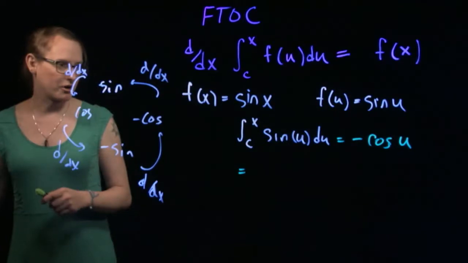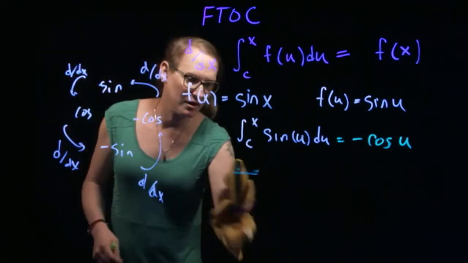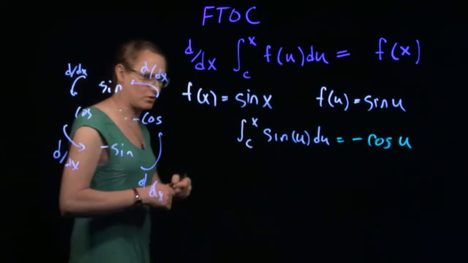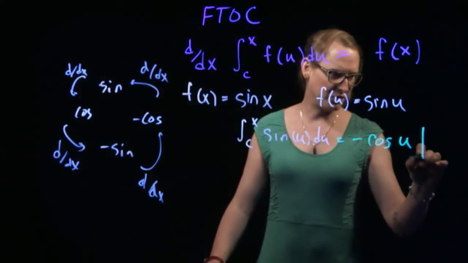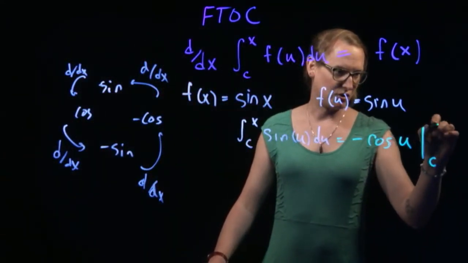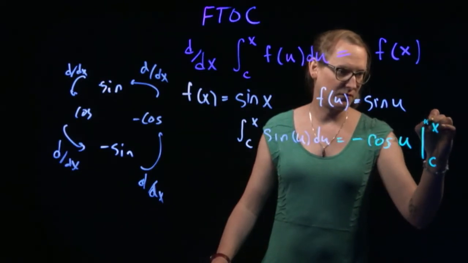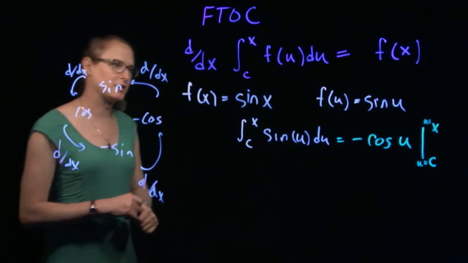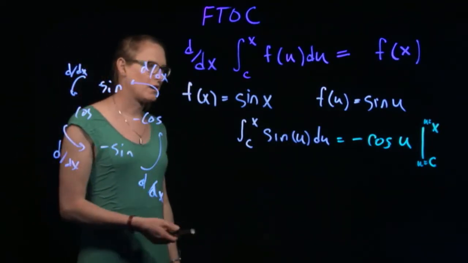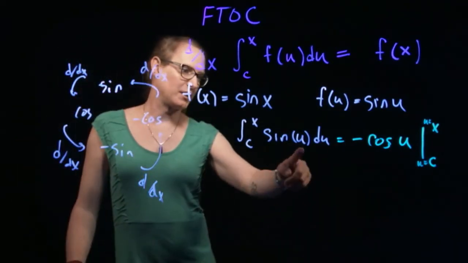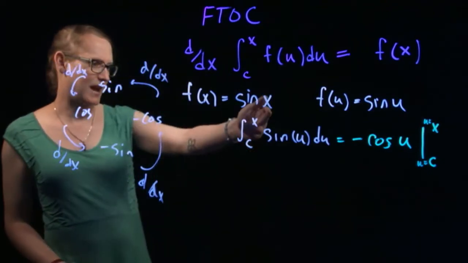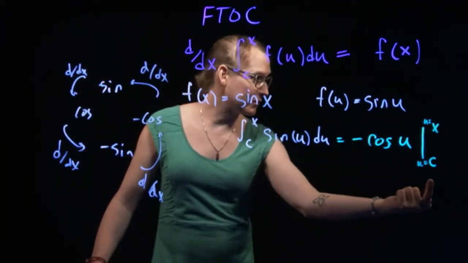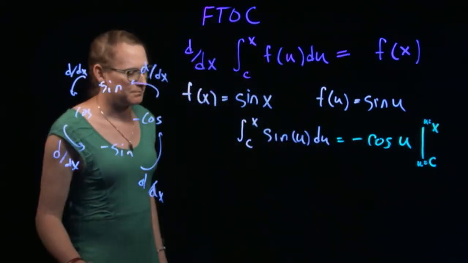Now we're going to harken back to that vertical bar evaluation stuff that we've done a couple of times earlier, evaluated from c to x. If you want to put little reminders about what you're substituting, those are u equals. So the integral of sine of u du from c to x is minus cosine of u evaluated from u equals c to u equals x.